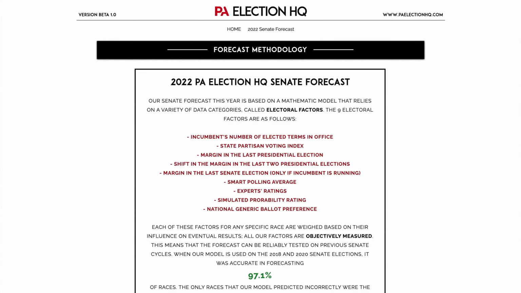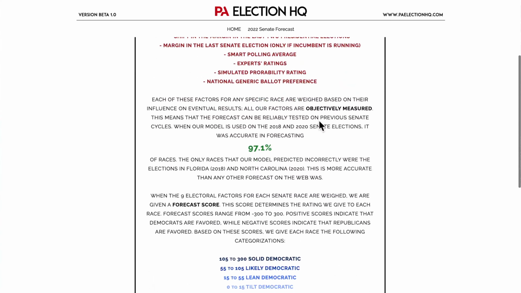I'll start by explaining how this forecast actually works. It's based on 9 different electoral factors that range from incumbency all the way to the national generic ballot. Some of these factors are predetermined, while others rely on how well the candidates are doing in the actual races. These factors have been known to affect eventual election results, and they've been weighed specifically for this model to create a forecast sum. This is also known as the forecast score.